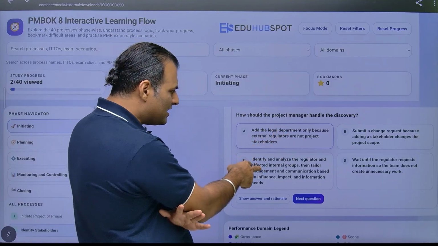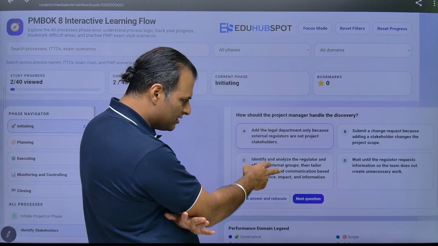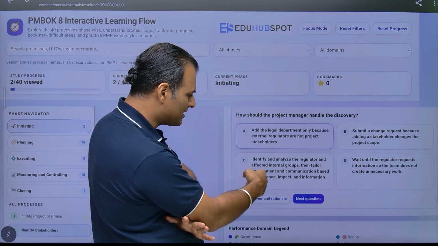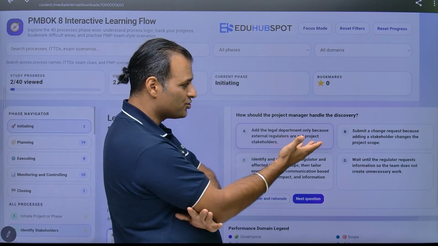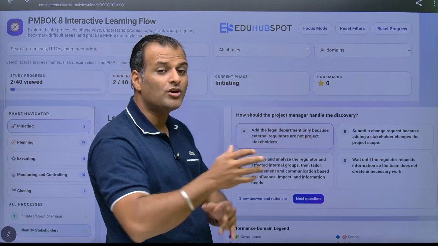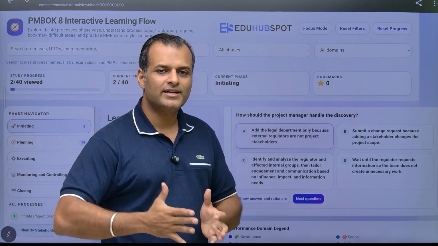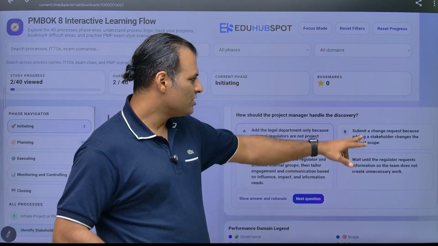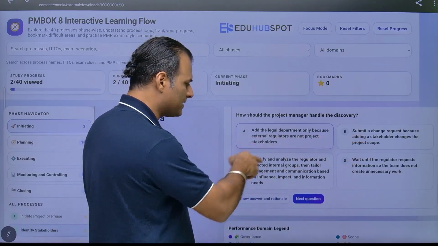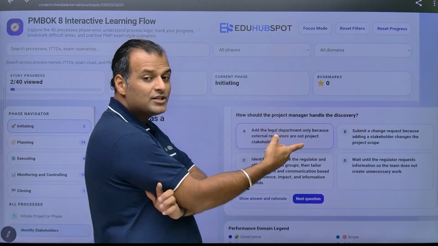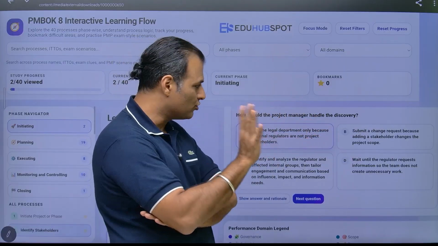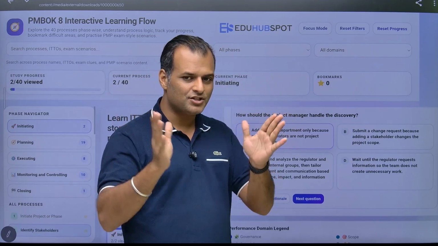C, identify and analyze the regulator and affected internal groups, then tailor engagement and communication based on influence, impact, and information. I think this is a better choice than option B, because it's not necessary that if a stakeholder gets added, that's a change request. It may or may not. So B is not right from that perspective, and I feel C is now a better choice than B. So I'm going to eliminate A and B both. C is now a good choice. Once again, I'm using my elimination technique.